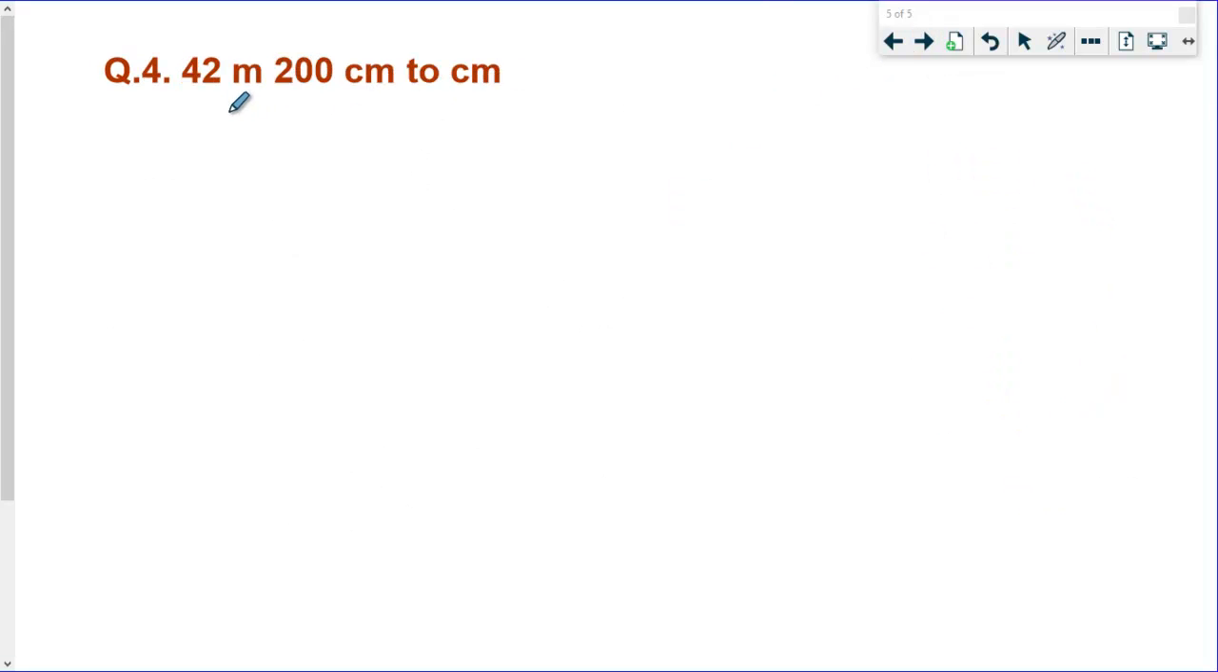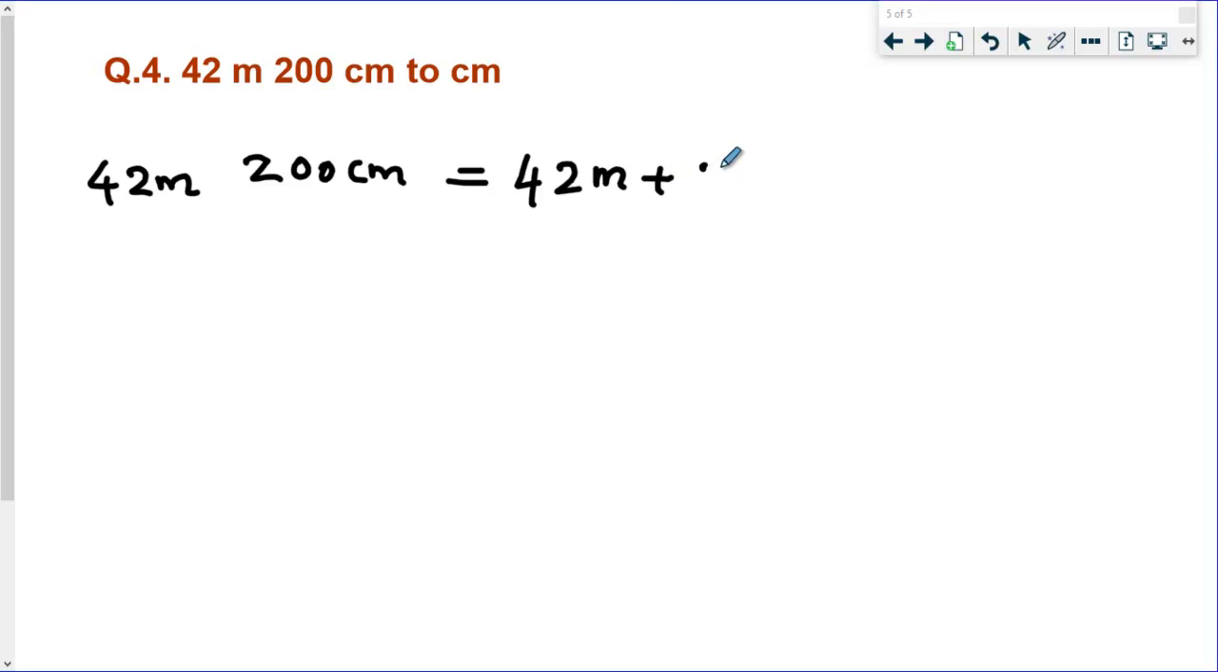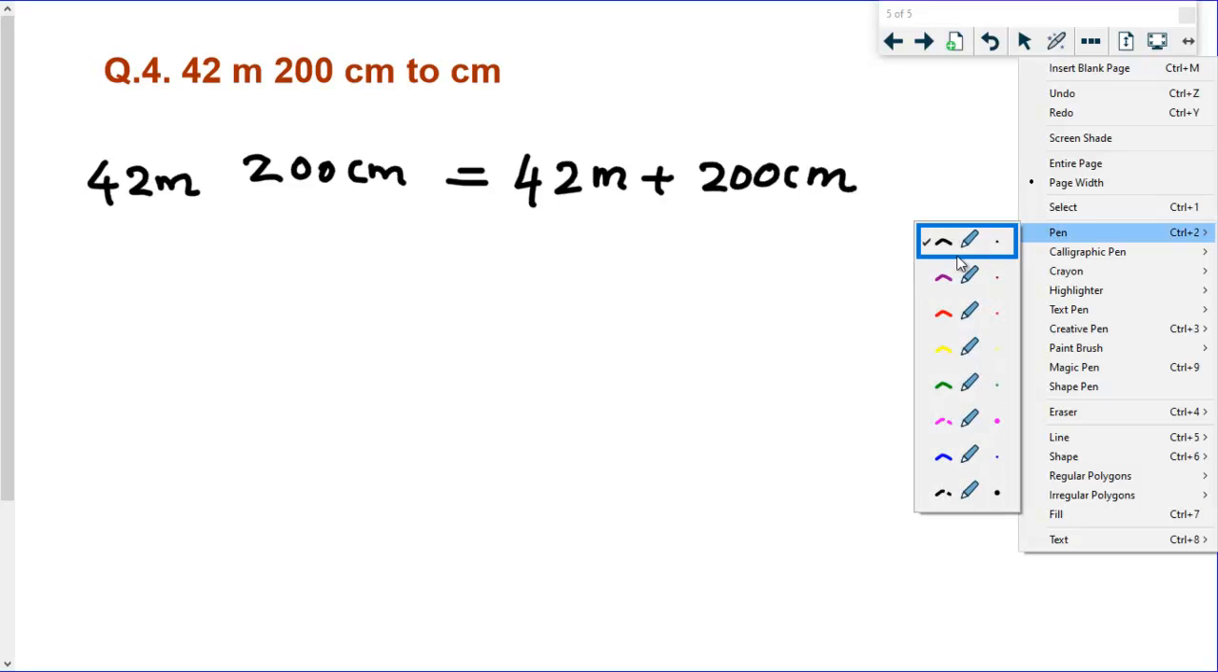Now here we will do one more problem. That is, we want to convert 42 meter 200 centimeter to centimeter. Here there are 2 units. So first we have to split the 2 units. That is, here we can write 42 meter plus 200 centimeter. Now the second term is in centimeter, so no need to do any conversion. The first term, that is in meter, so that one we have to convert.